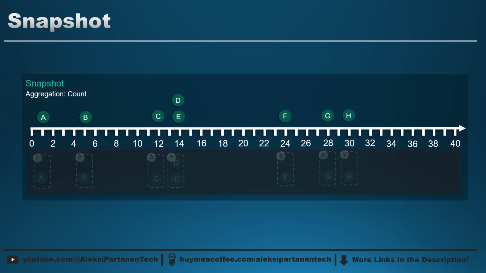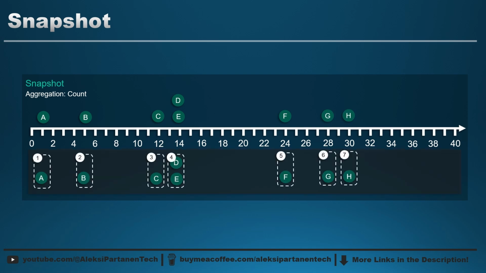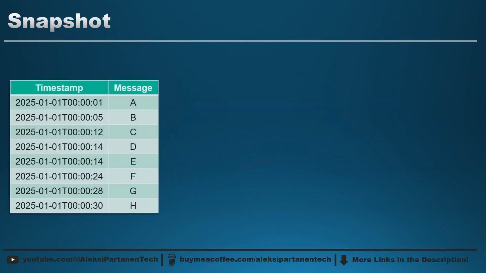The first snapshot would only capture event A, and the second snapshot event B, and the third snapshot event C. Assuming that events D and E arrive exactly at the same time, these two would then be captured by our fourth snapshot, and the aggregation would be count of 2. Then our last 3 snapshots would have only 1 event per snapshot, so those would have the count value of 1 each.